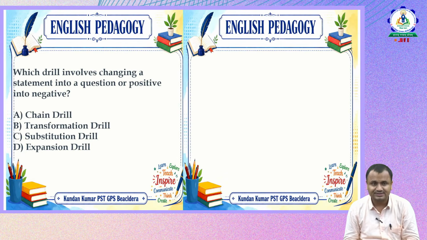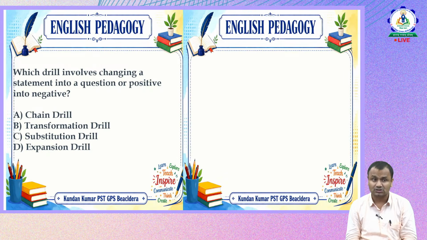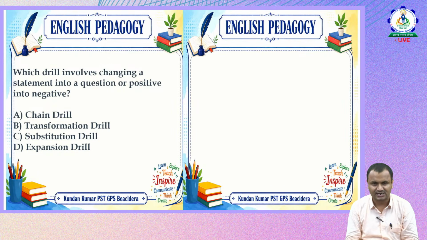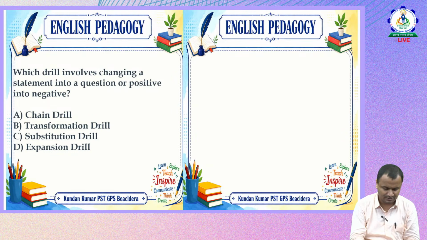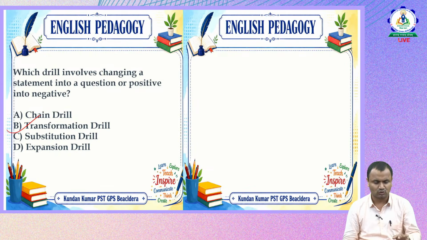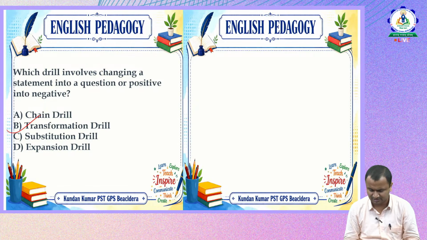Which drill involves changing a statement into a question, or positive into negative? Changing the types of sentence means transformation of sentences, and that comes under the transformation drill. Transformation is equal to metamorphosis, equal to change. Transformation is positive to negative, imperative to negative, interrogative to negative: the transformation drill.